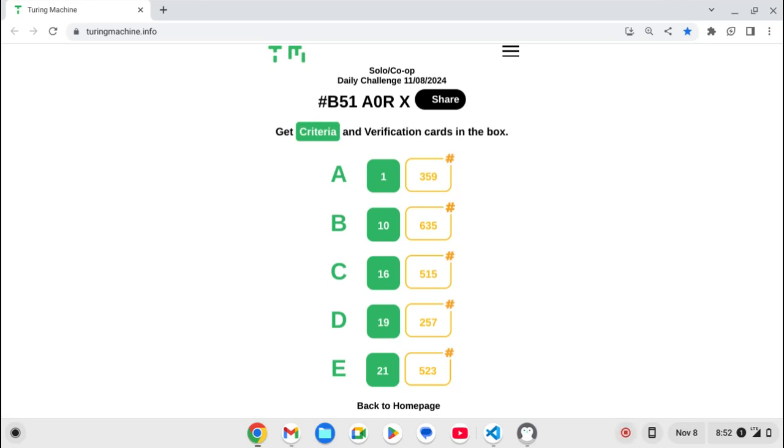Let's begin. Today's November 8th, 2024, and we're solving the Daily Turing Machine Puzzle. Today's puzzle uses the following 5 criteria cards. Criteria card 1, 10, 16, 19, and 21. And the puzzle uses the orange verification cards. The code above is your way to get more information on today's puzzle by searching the code on turingmachine.info. Let's go solve.